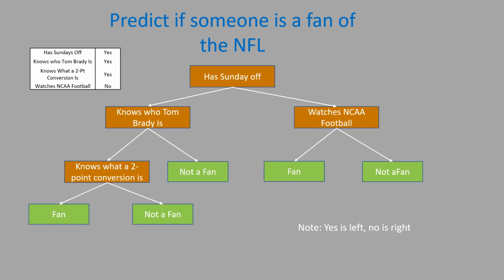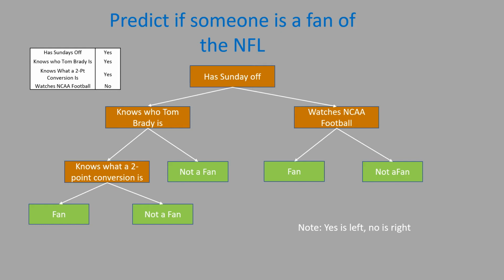Okay, so now I'm going to give a couple examples of how to make predictions given a decision tree. Here we have a decision tree that's designed to predict whether or not someone is a fan of the NFL. To the left, we have the data on our individual that we're trying to predict. If the answer to the question in the orange rectangle is yes, we go to the left. If the answer is no, we go to the right.